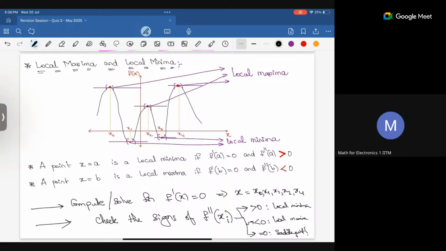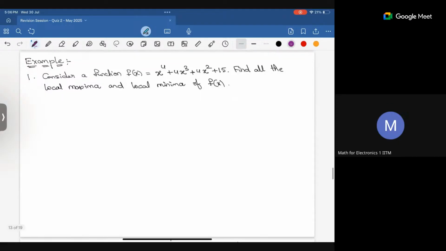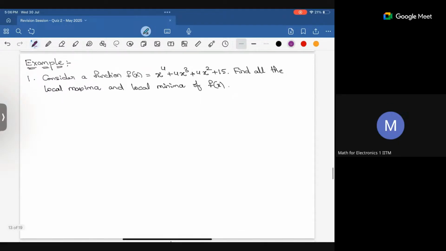So such points are called saddle points. For now, we can move our discussion away from saddle points and let's focus on local minima, local maxima, and how do we classify them. Let's do an example. Let's consider a function f of x equals x power 4 plus 4x cube plus 4x square plus 15. It's a 4-degree polynomial. What they're asking is to find all the local maxima and local minima points of f of x.